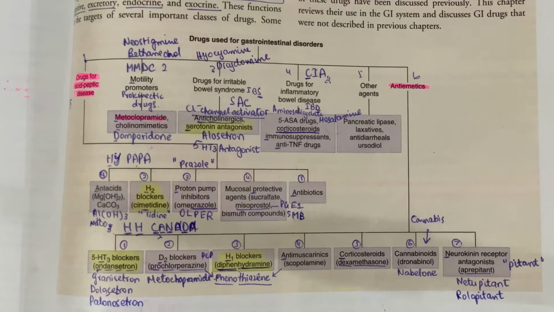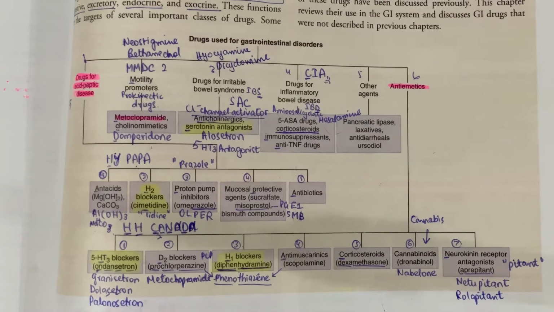Antiemetics include 7 groups of drugs. The mnemonic is HH Canada. The first H includes 5-HT3 receptor blockers, which include ondansetron, granisetron, dolasetron, palonosetron.